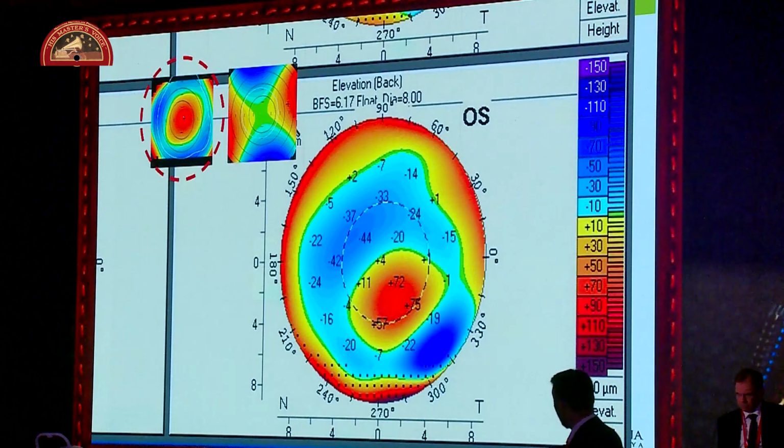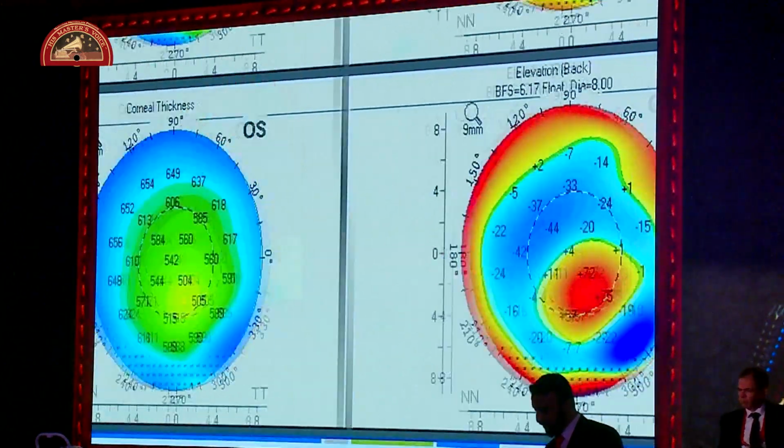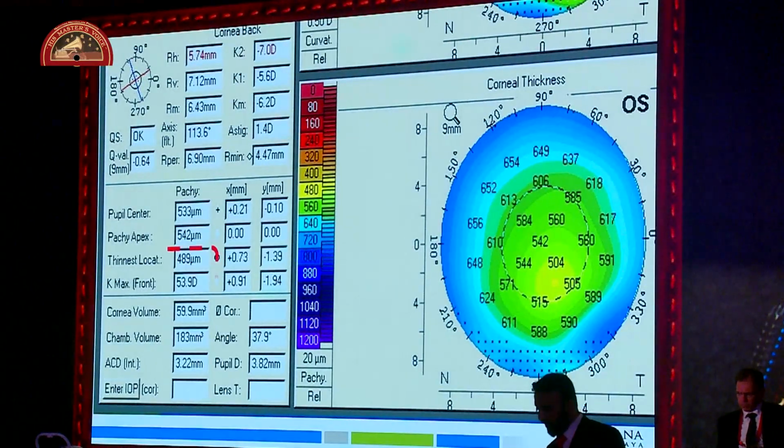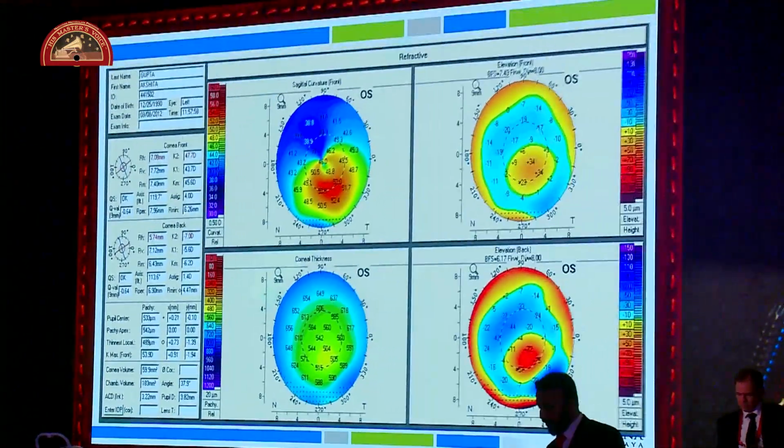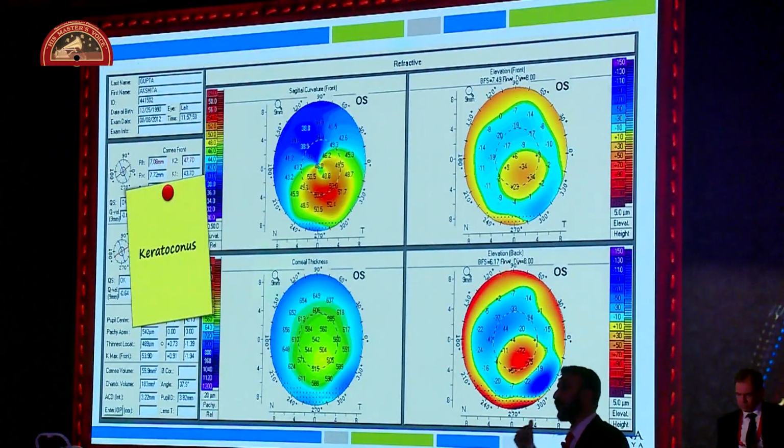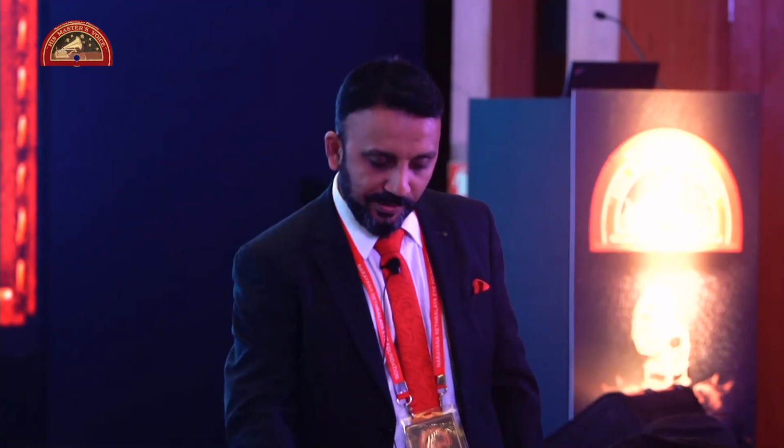Let's go to the posterior elevation map. Again, elevation based topographer, two types of pattern possible, island or saddle. What do we have? We have an island pattern, and in the center of the island there seems to be a red color. There's a mountain there in the center. So if you think about it, everything is fitting into keratoconus. So what do we have? We have a case of keratoconus. So it's as simple as this. Go map by map, and it should be absolutely fine.